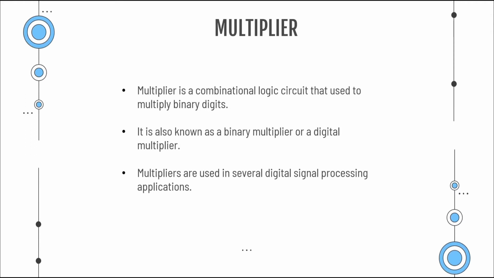So these multipliers are used in several digital signal processing applications like calculators, mobiles, processors and digital image processors like that. And there are some varieties of this multiplier. For example, we can take a 2-bit multiplier, and another example is a 3-bit multiplier.